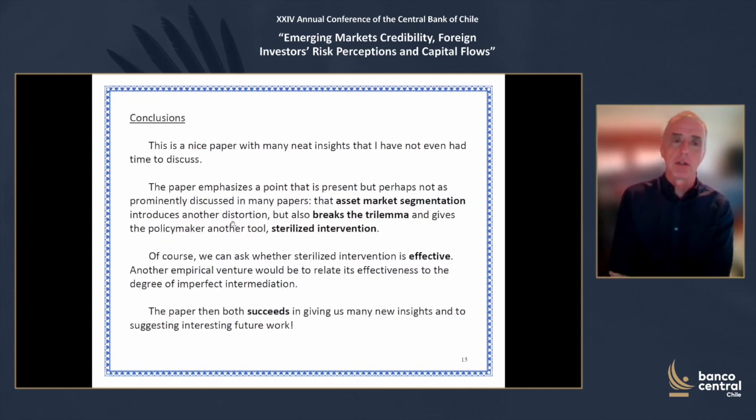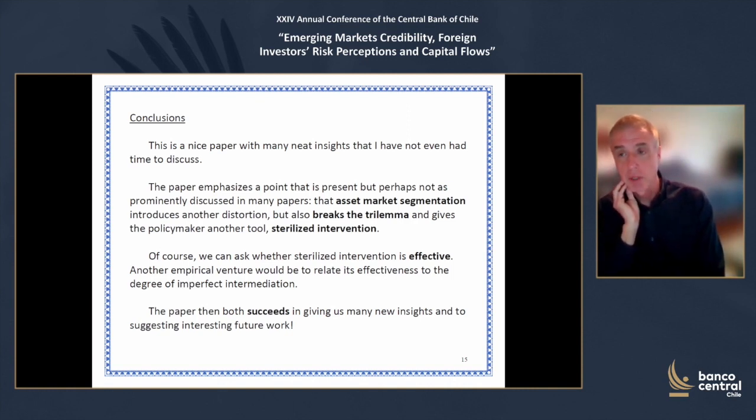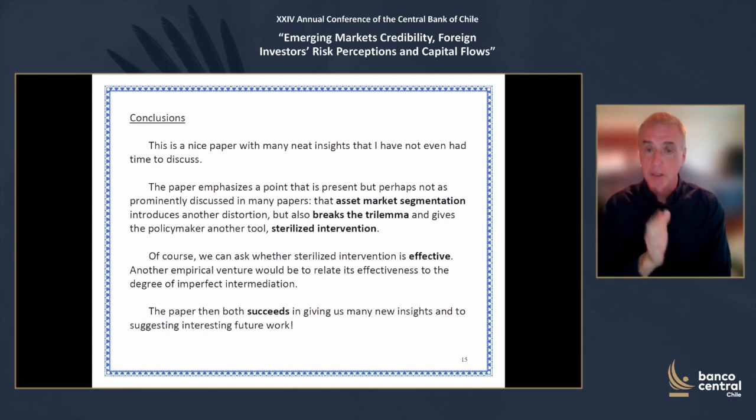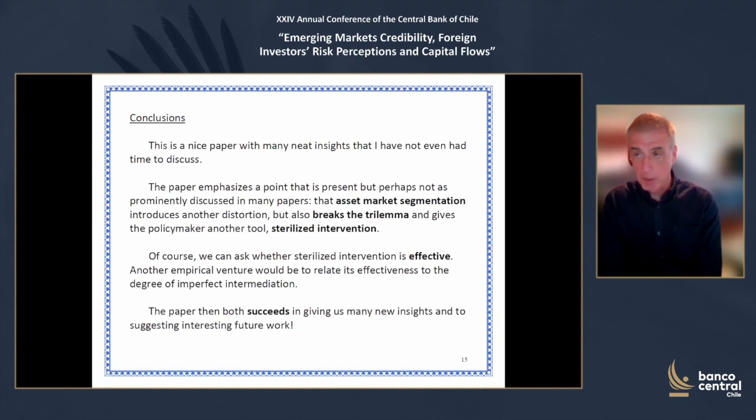So, just to conclude, I think it's a nice paper. It's got a lot of neat insights. One thing that the paper does bring out, which is in other papers, but I think this paper really highlights, is that this asset market segmentation, whether it be because of this aversion to idiosyncratic foreign exchange risk or for some other reason, introduces a distortion, but it also breaks the trilemma, and that gives a reason why foreign exchange market intervention would work. And so with the central bank, there's another distortion, but there's also another policy tool.